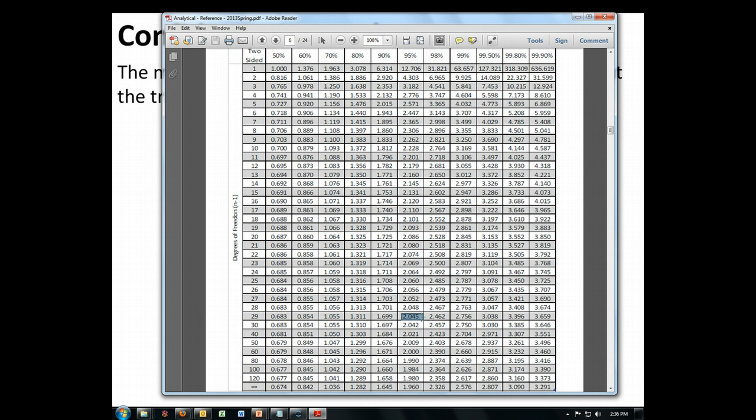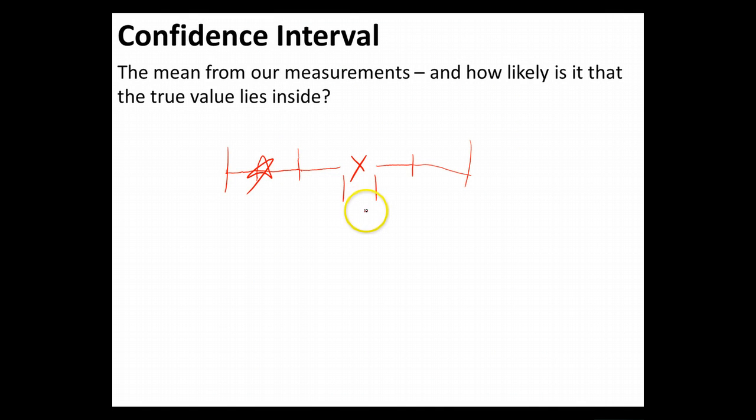So it'll be x bar, so average, plus or minus this times our standard deviation divided by the square root of n. So notice, divided by the square root of n, not degrees of freedom, it's n. So divided by the square root of 30, not 29. So we go ahead and plug that all into our equation, and out comes our number. That's how we determine our confidence interval. Now once we do that, we should always be writing our value like this.